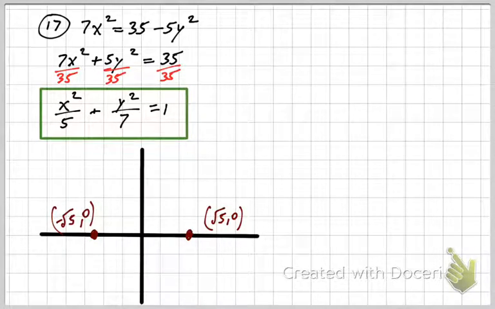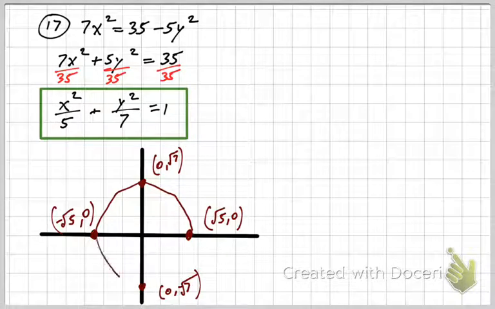How about in the y direction? What's the square root of 7? 2.6. So not 3, but almost. So it's up here, 0, radical 7. Down here, 0, negative radical 7. It's almost circular.